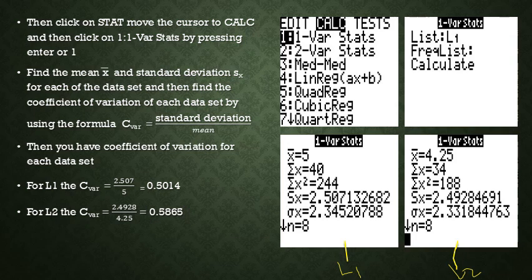So of these two data sets, the one that varies the most is the second one, because it has a higher coefficient of variation.